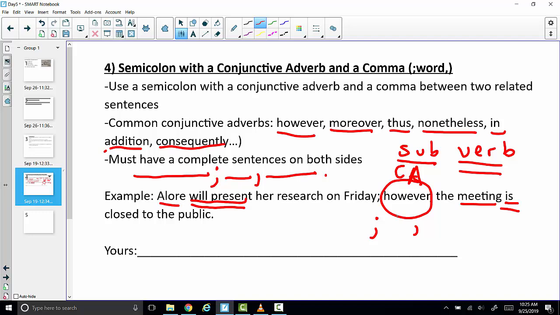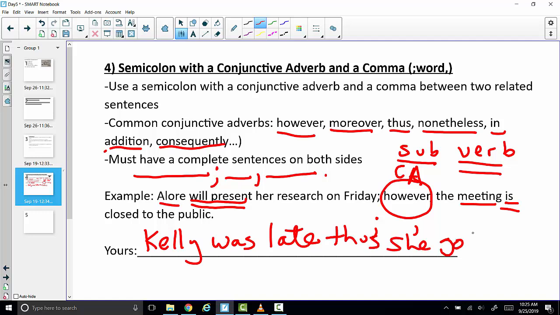So let's write another one together. Kelly was late. Thus, she got a detention. All right, where's my fancy word? Where's my conjunctive adverb? Yes, it's thus right here.